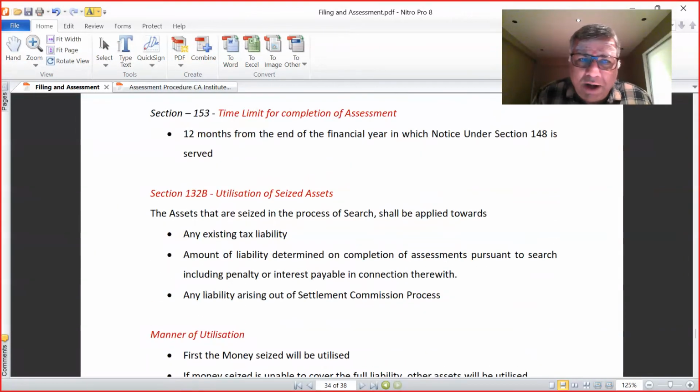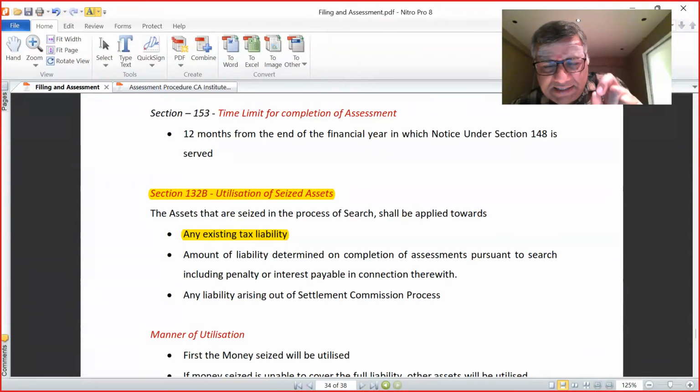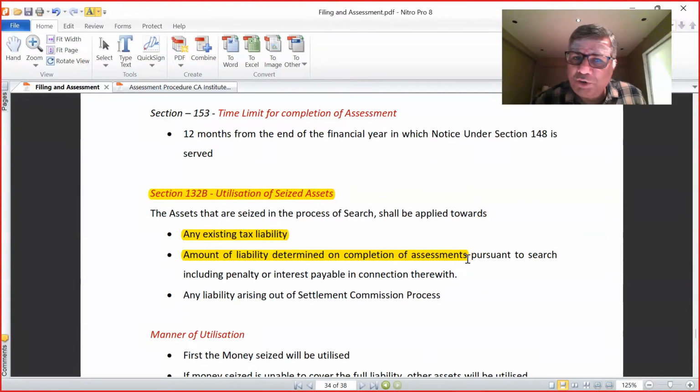It is in 132B. I have written "after assessment" so you clearly understand this is about utilization of seized assets. The assets that are seized shall be applied for any existing tax liability. That is, any existing tax liability means, on the date of going for search, you have some tax due. Liability determined on completion of assessment. Because of the search case, what is the assessment, what is the penalty, what is the interest? Now this Settlement Commission is not there, but still, under the old provision, liability arising out of Settlement Commission. So for this only we will use it.